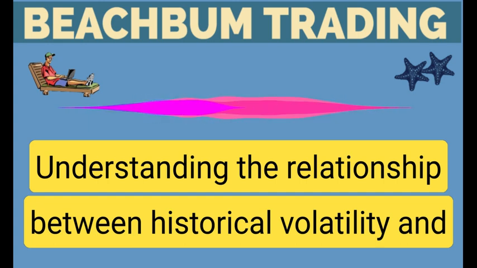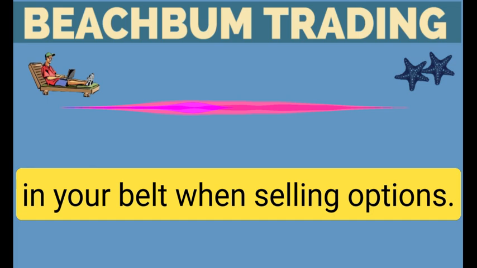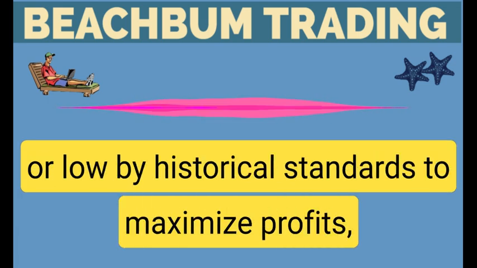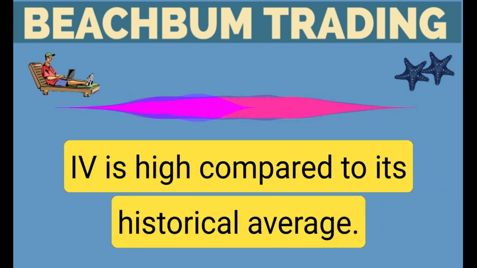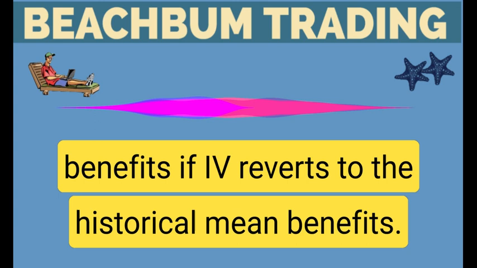Understanding the relationship between historical volatility and IV is a great tool to have in your belt when selling options. Here, you can assess whether IV is high or low by historical standards. To maximize profits, a good rule is to sell options when IV is high compared to its historical average. By doing this, you will command higher premiums and benefit if IV reverts to the historical mean.